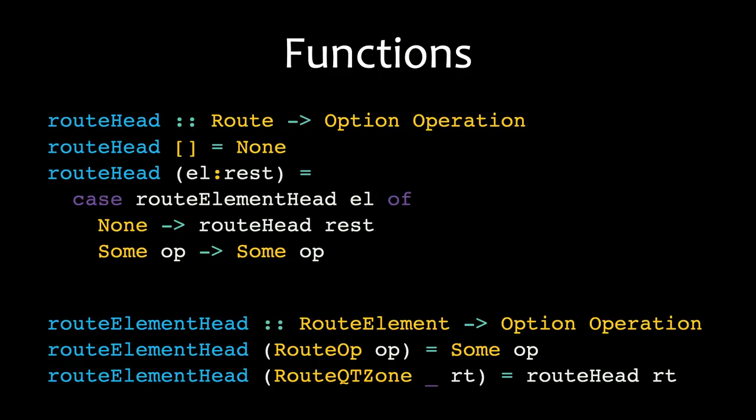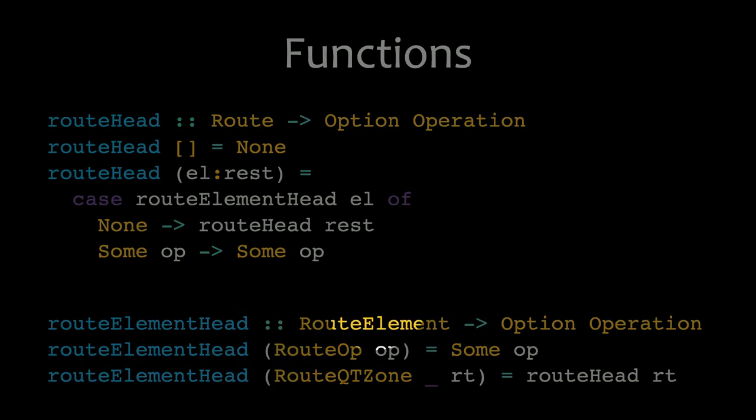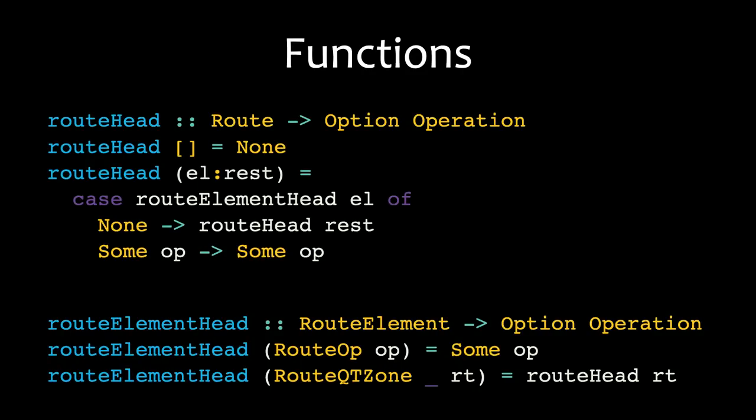So, and now we can also, of course, check how our functions will be modified, because now we need to go to all of our functions and see whether they still work. And here we have this route head and also route element head. And now we need to extend this because the route element head works on the route element. And now we have a new route element, which is the route queue time zone. And of course, if we want the route element head of the queue time zone, this is of course the head of the containing route.